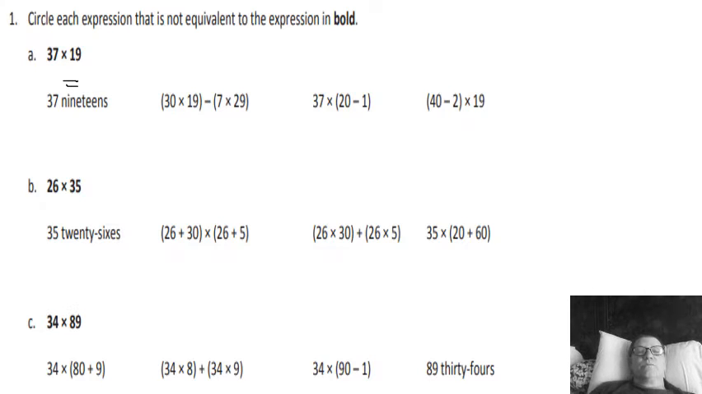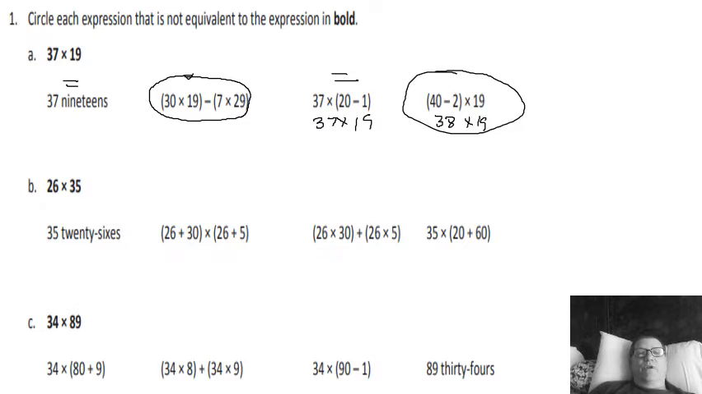The next one says 30 times 19 already here, and we're going to subtract this value from it. So obviously this one here cannot be equal to our expression. The next one says 37 times 20 minus 1, which would be 37 times 20 minus 1 is 19. So this one here would also be equal. And our last one, if we simplified it, would be 38 times 19. So this one would not be equivalent either.